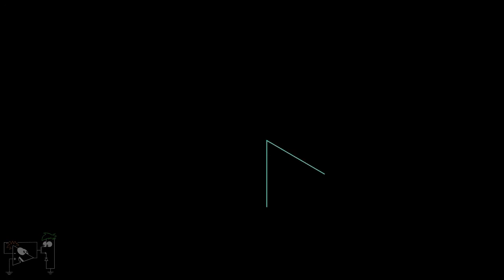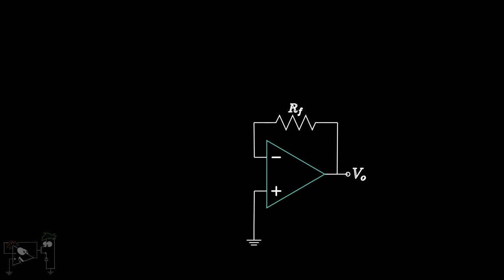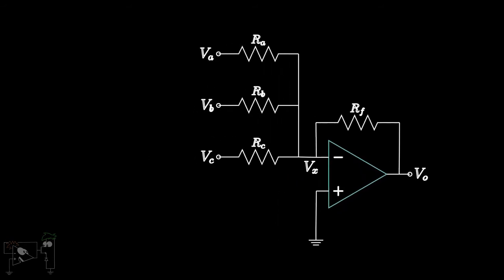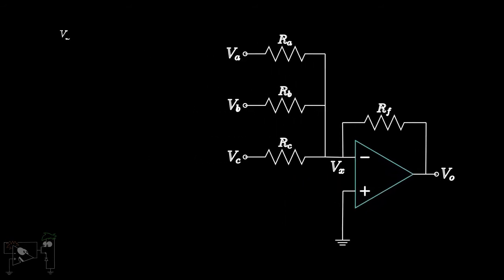First, consider the case of inputs at the inverting terminal of the op-amp. Suppose we have three inputs VA, VB and VC connected to the inverting terminal of the op-amp via three resistors, RA, RB and RC respectively. We'll call the inverting terminal X. As the op-amp is in negative feedback, we have the virtual ground condition. Hence, Vx is equal to 0.